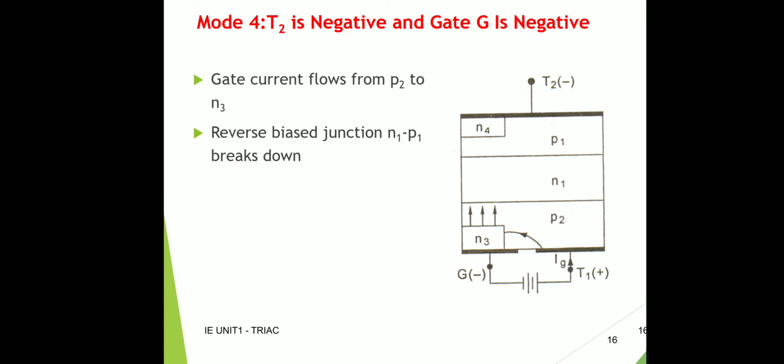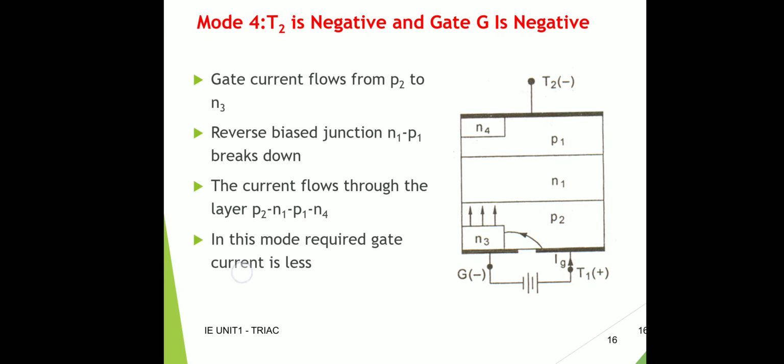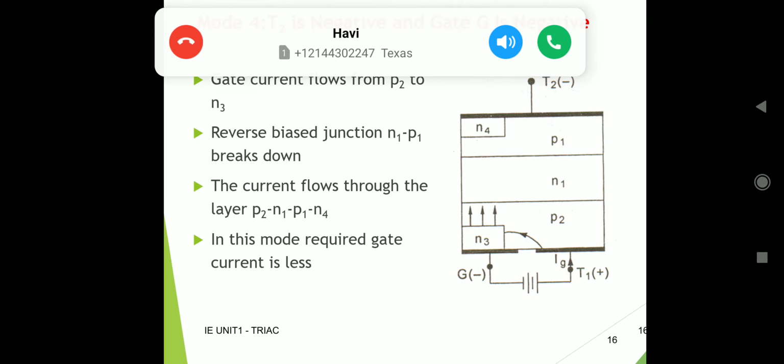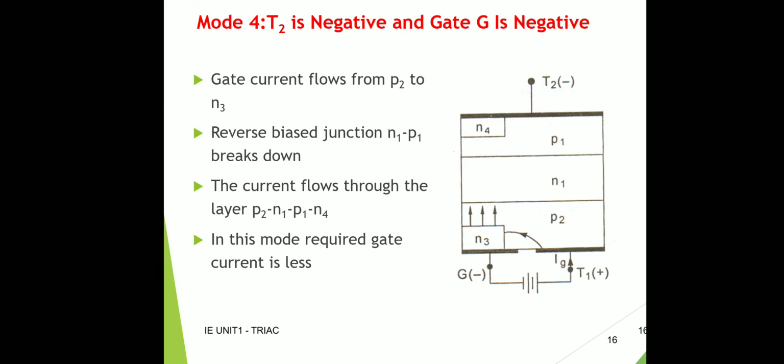Here in this mode 4, when gate is connected to the negative, N3 layer is injecting electrons into the P2, and these injected electrons in the P2 are breaking the reverse bias of the junction P1 N1, and the current conduction is P2 N1 P1 N4, and in this also the device operates in the third quadrant.